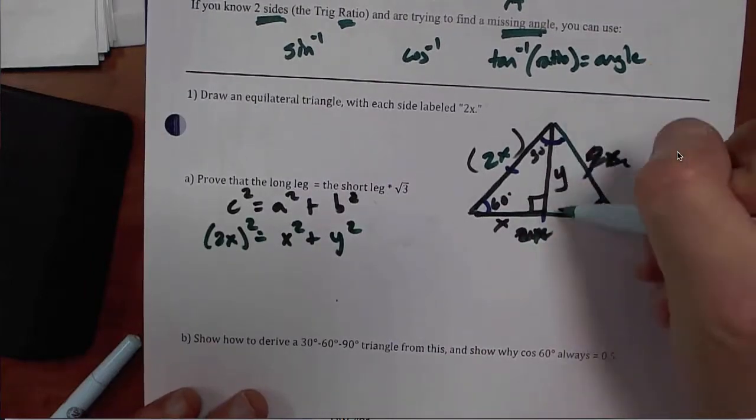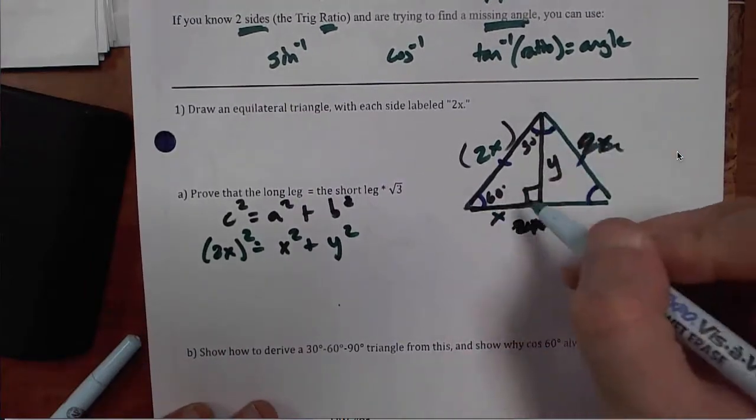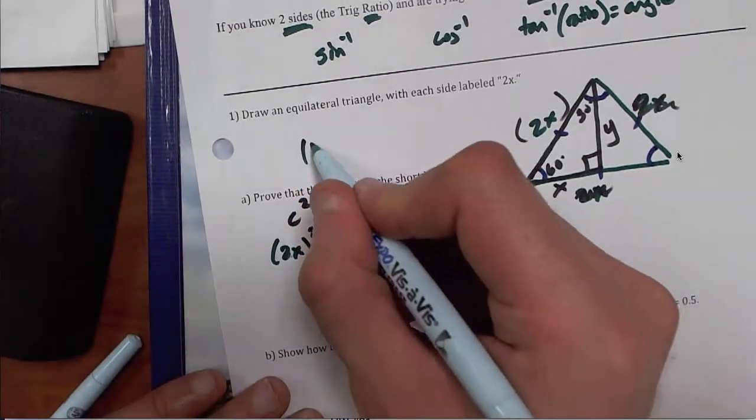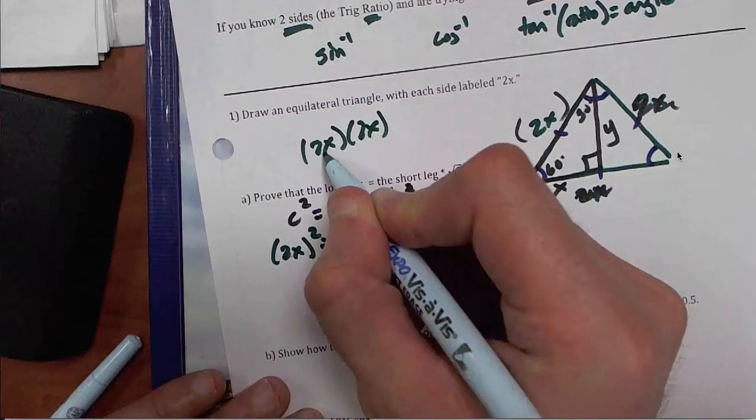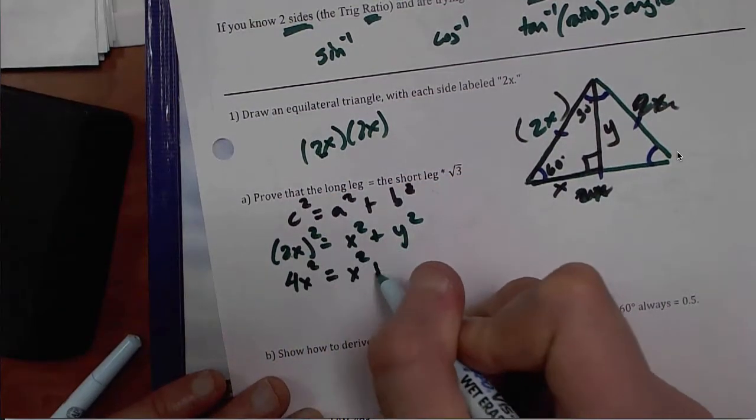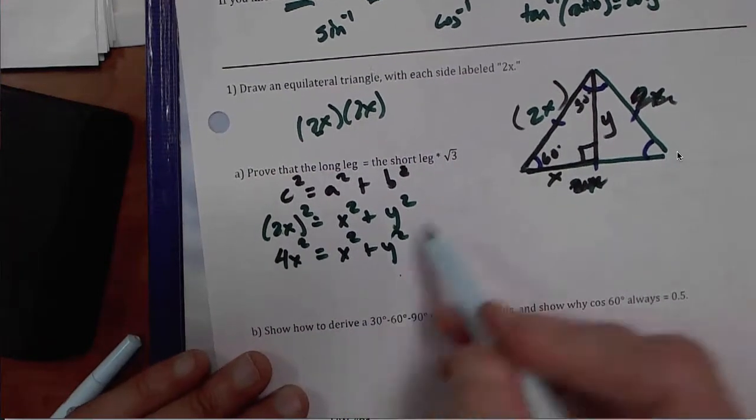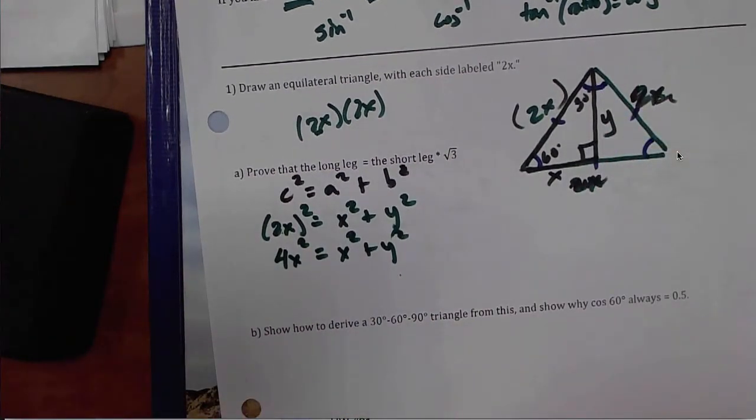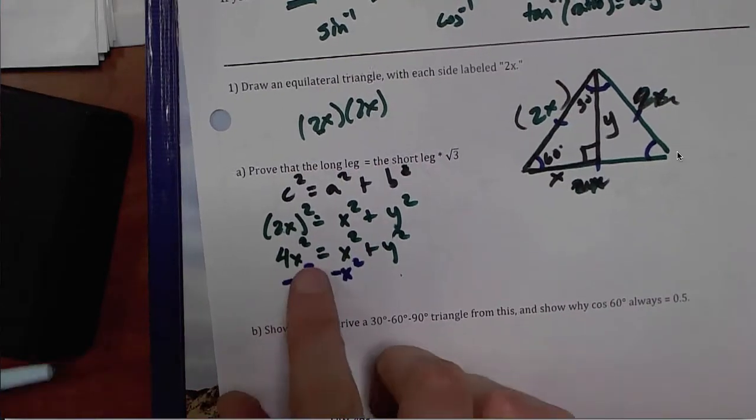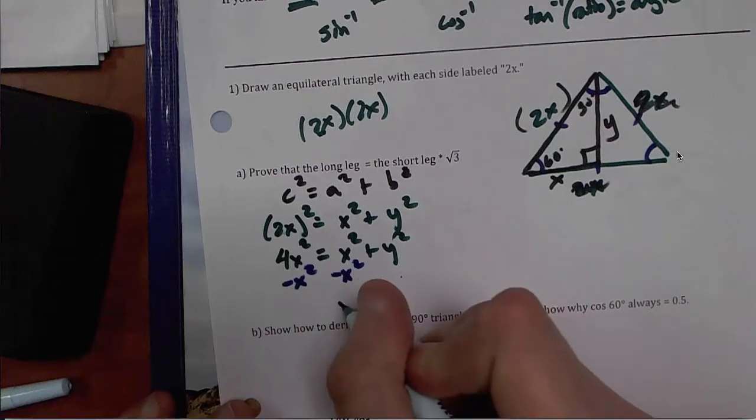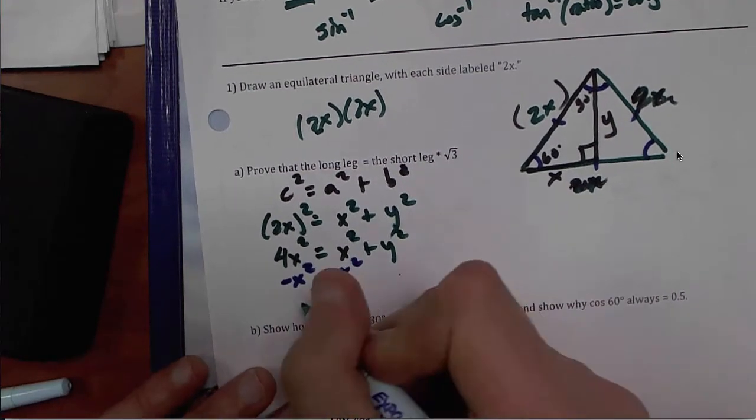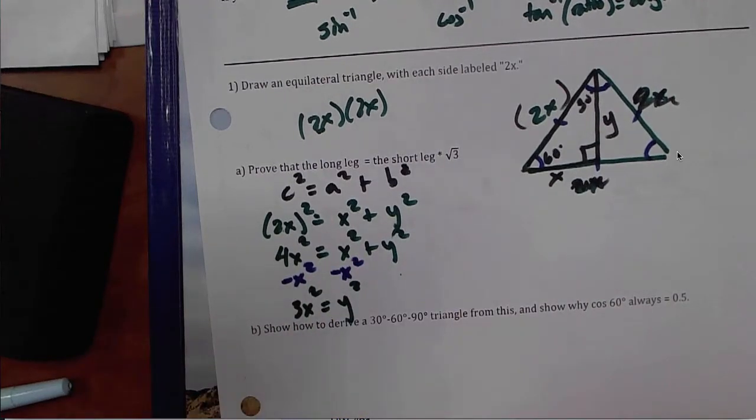Okay, so I want to solve for this. I want to show that long equals shorty root 3. So what is 2x times 2x? Not just 2x squared. It's 2 times 2. It's 4x squared equals x squared plus y squared. How do I isolate y? I need to get rid of this x squared, so I'm going to subtract x squared from both sides. So y squared equals 4x squared minus 1x squared. What's 4x squared minus 1x squared? That's 3x squared.